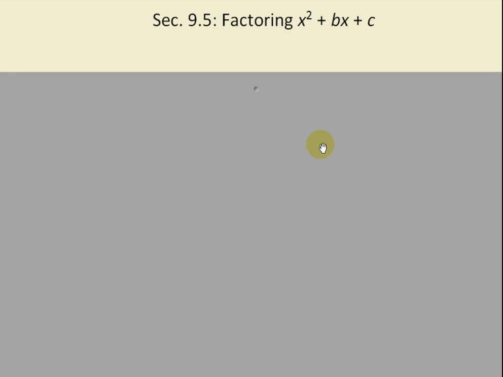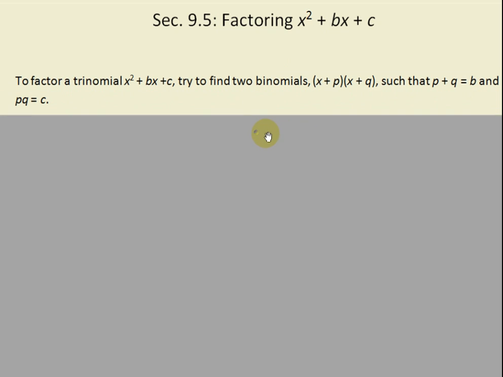In section 9.5, we're going to be factoring trinomials. And these trinomials are going to have this form, x squared plus bx plus c. The important part here, the key, is that that leading coefficient is 1. Otherwise, things get a little more complicated. But for now, let's stick with a coefficient of 1.